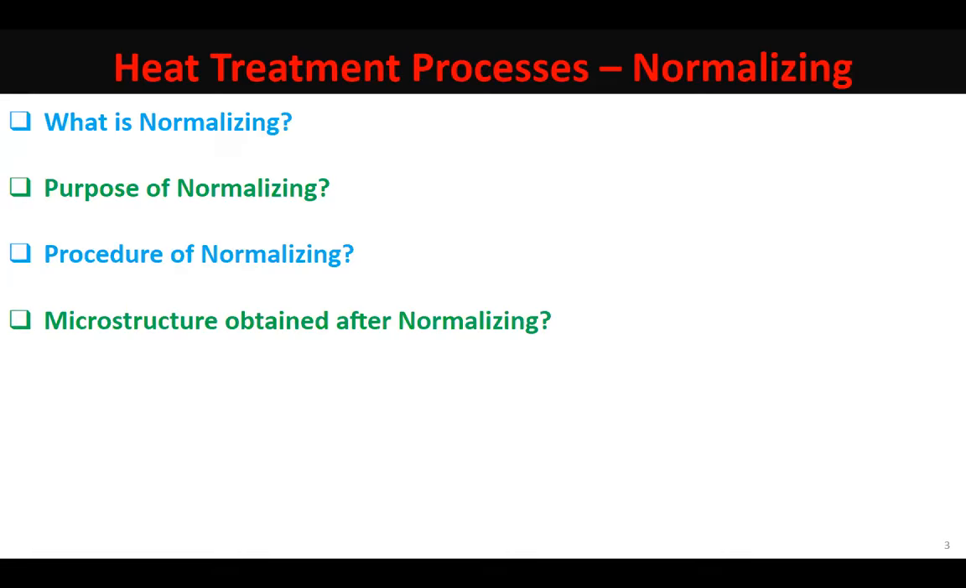Point number two, during full annealing, you were doing furnace cooling, whereas during normalizing, you do air cooling. Now, the rate of cooling is faster during normalizing. What is the result? The result of this faster cooling is that the pro-eutectoid constituent that was to get formed does not get complete time to get formed as it used to get during full annealing.